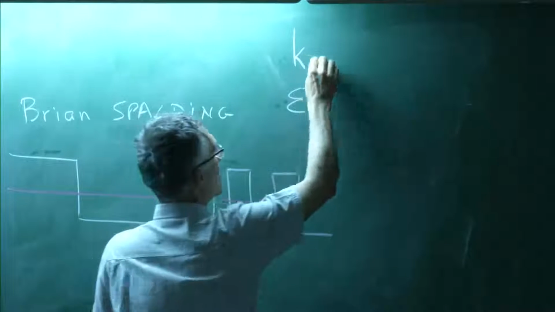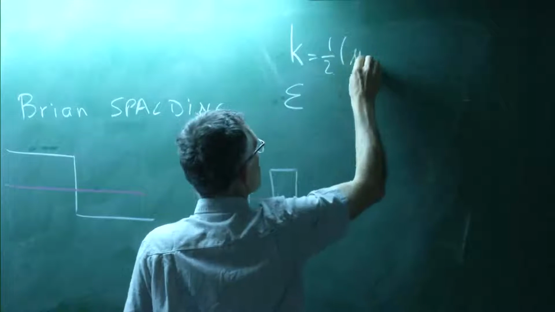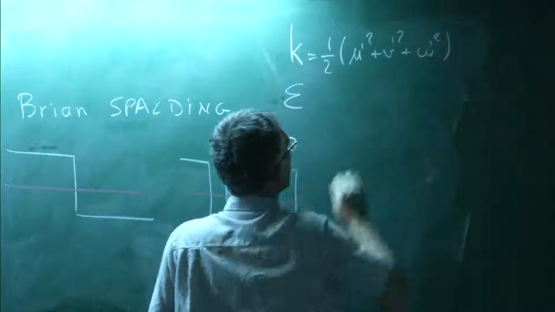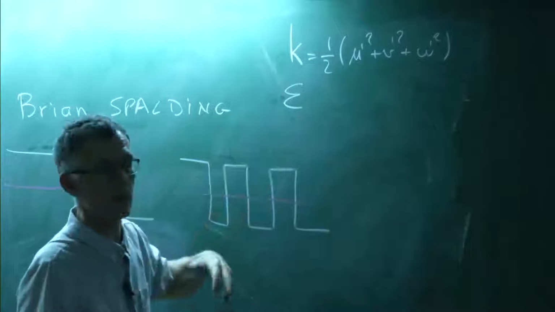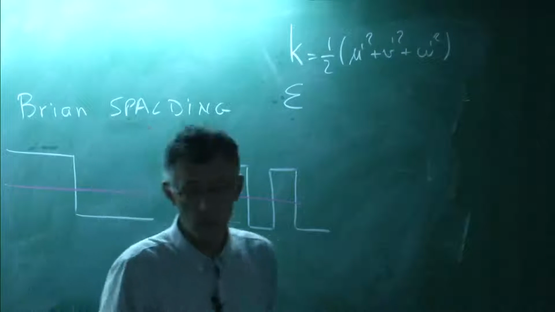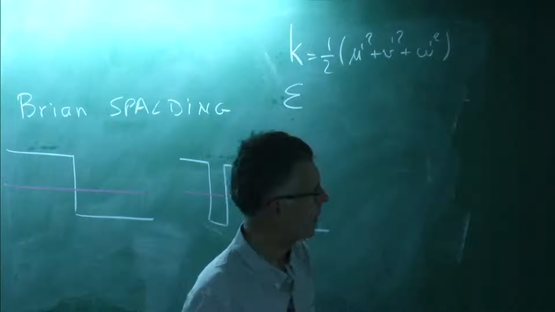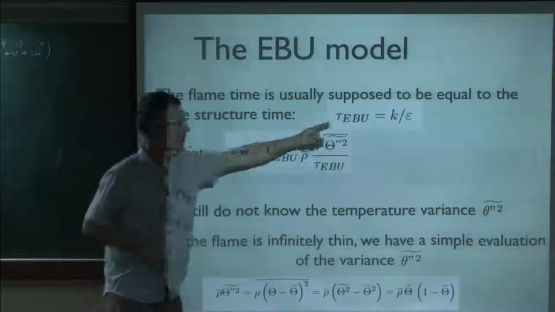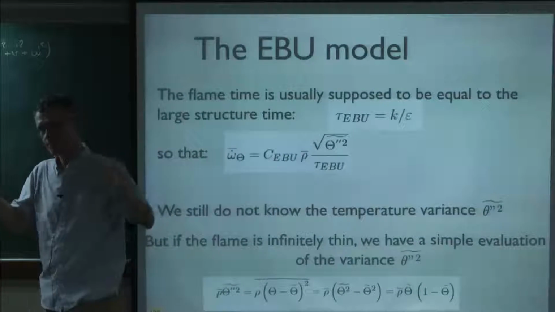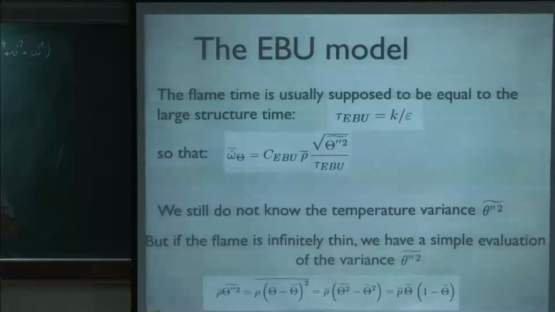So K is 1/2 (u prime square plus v prime square plus w prime square). And epsilon is the derivative of that, the dissipation. So to construct a time with these two things, there's only one solution, which is this one. It says that the eddy breakup time is the ratio of K divided by epsilon. This is a time. And we hope that this time is proportional to the turnover time of the big eddies in this flow. Okay. And it's not too bad.